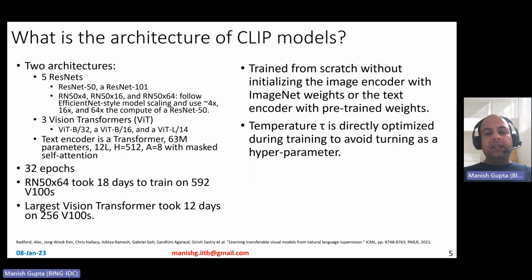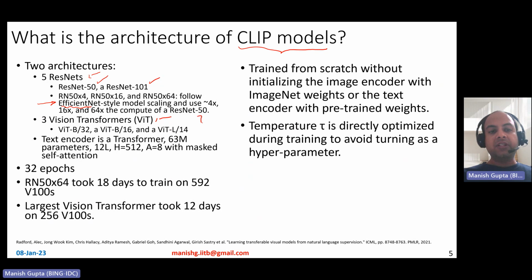Okay. What is the architecture of the CLIP model? They follow two popular architectures: ResNets and Vision Transformers. In fact, they train 5 different ResNet models: ResNet 50, ResNet 101, and then models which are 4 times, 16 times, 64 times larger compared to ResNet 50, in the style of the awesome ImageNet model called EfficientNet. So the idea is that they have 5 ResNet models, and 3 of them are EfficientNet style models, which are 4x, 16x, or 64x more compute intensive compared to ResNet 50.